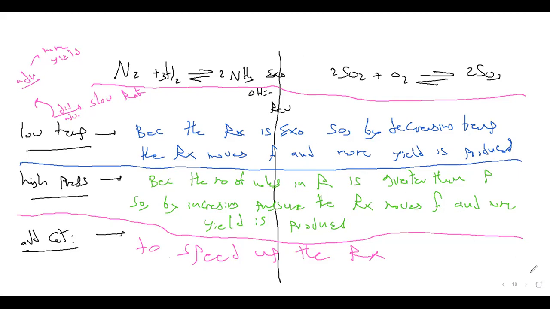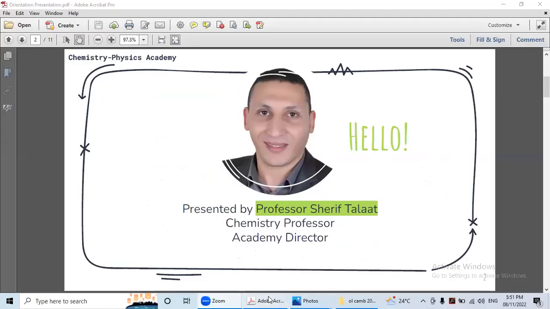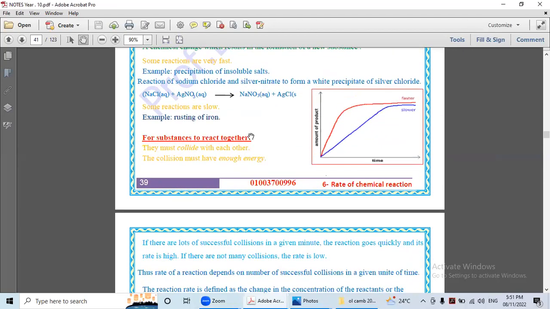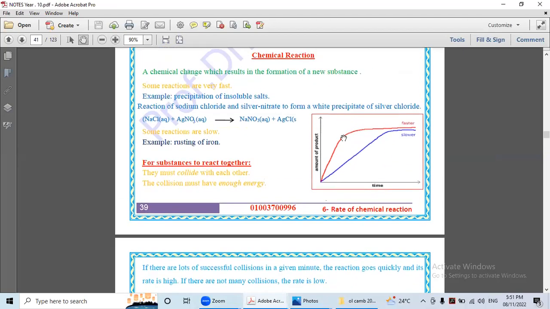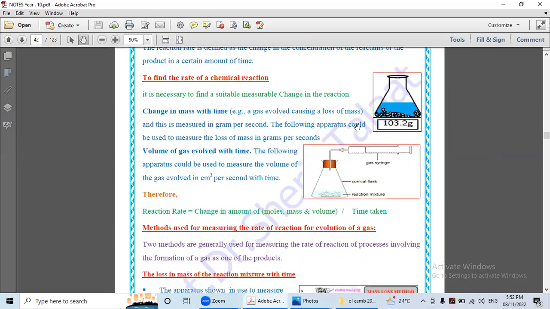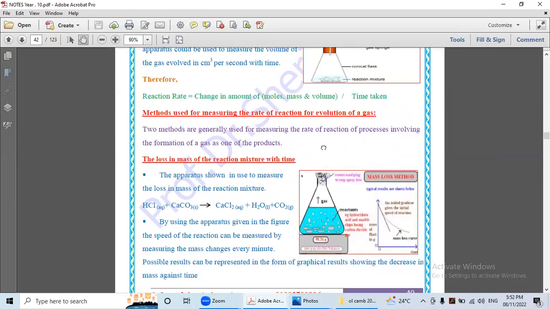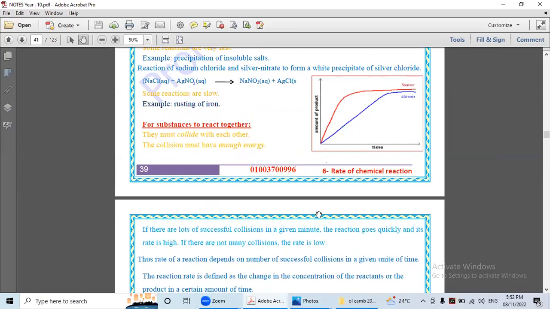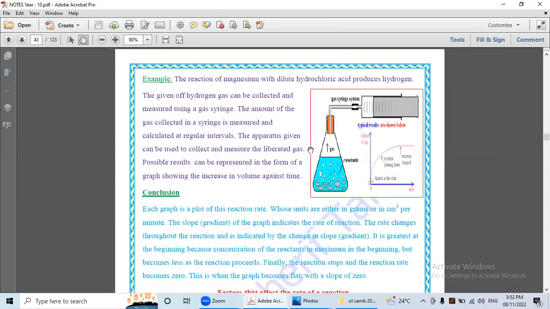This is for the first one, the difference between rate and equilibrium. After that, acid and base. For the rate, we have faster rate and slower rate. And we said that for volume with time or mass with time, you will find mass with time inversely while volume with time directly.